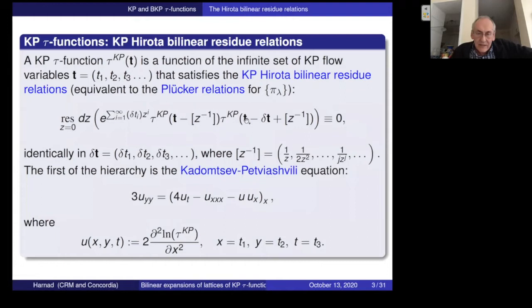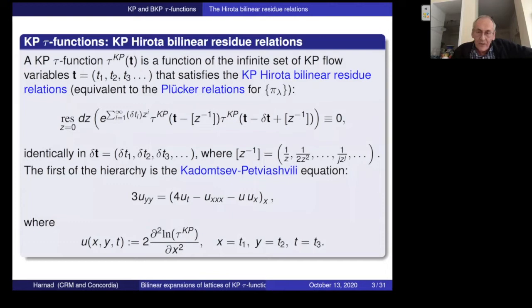So t is the independent parameter, the flow variables. Delta t is just a shift. So you evaluate the tau function at two different values, t plus delta t and t minus delta t, and just call that delta t. This plays the role of a dummy variable for Taylor expansions. And this equation is supposed to be identically satisfied in all powers of all components of delta t. So that's where you get an infinity of variables.